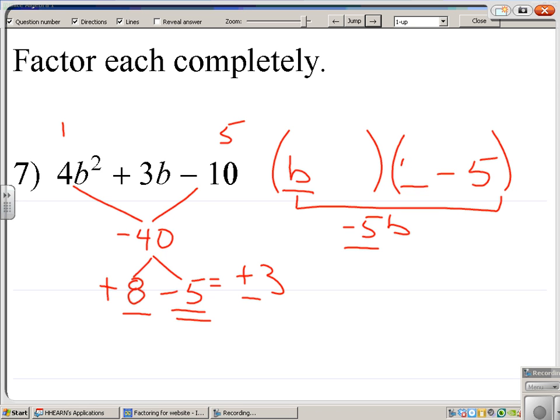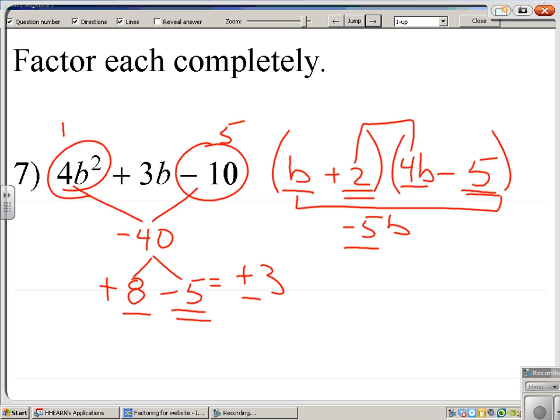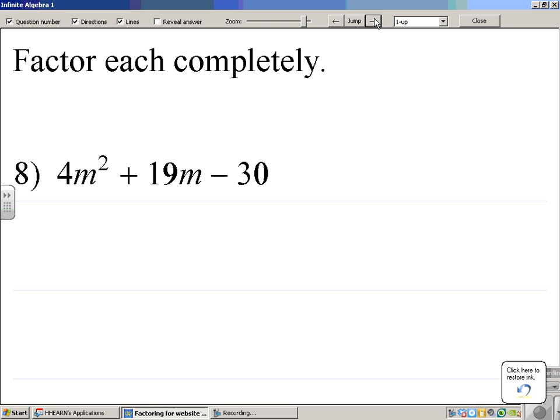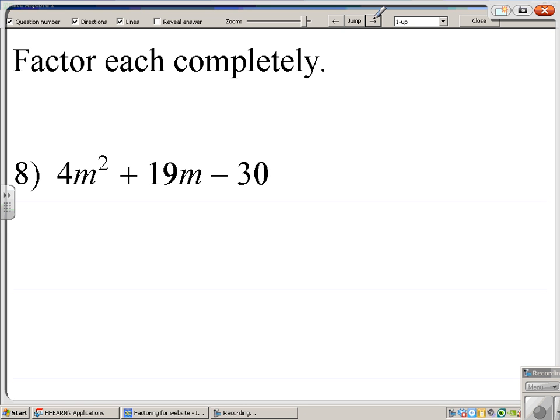First times first, 4b, equals 4b squared. Last times last equals negative 10. Negative 5 times positive 2. What's the check step? Plus 8. If you want to give that one a try, pause.